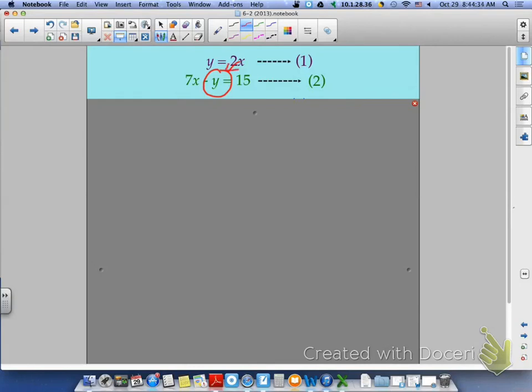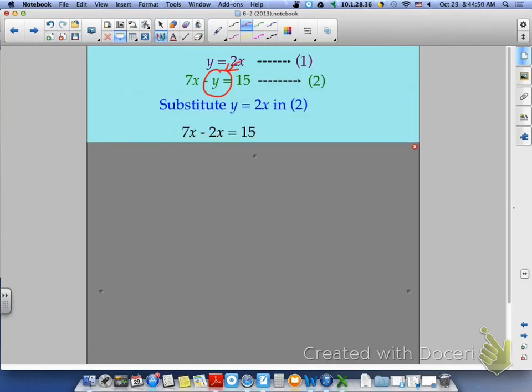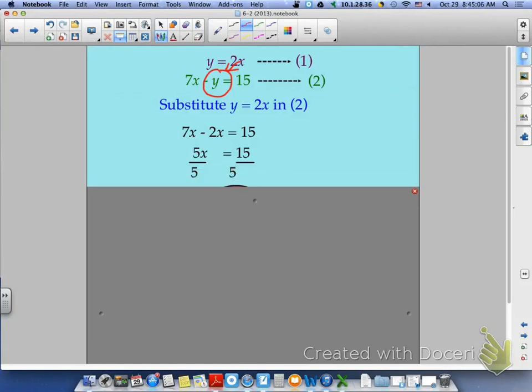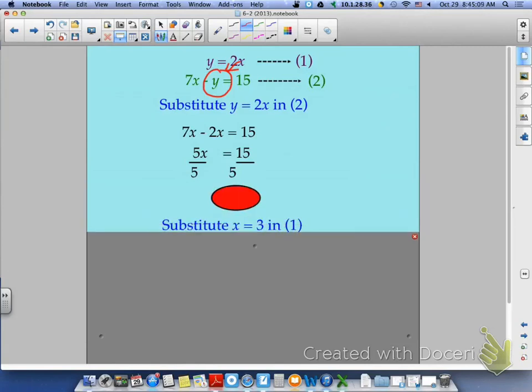I'm taking this out, I'm plugging in 2x because what does equation 1 say? y equals 2x. So instead of y, I can just say 2x. Okay? So now my equation is 7x minus 2x equals 15. Are you all with me? Emily, you with me? Okay. Now simplify. 7x minus 2x is 5x equals 15. Divide both sides by 5 and you get x equals 3.